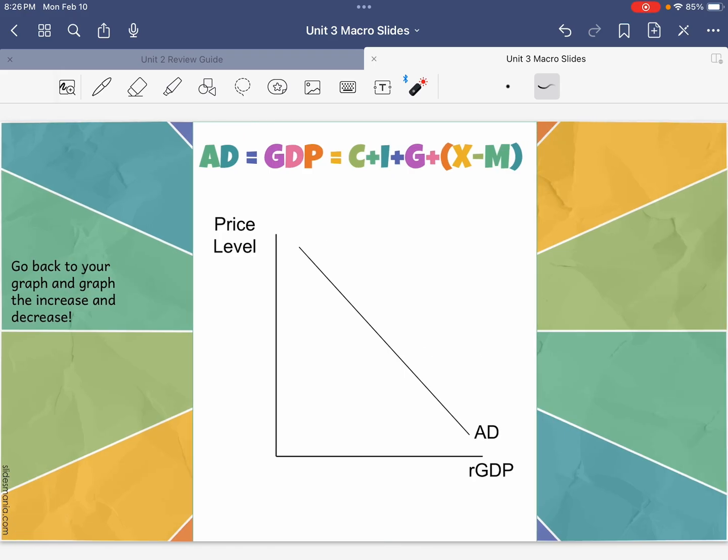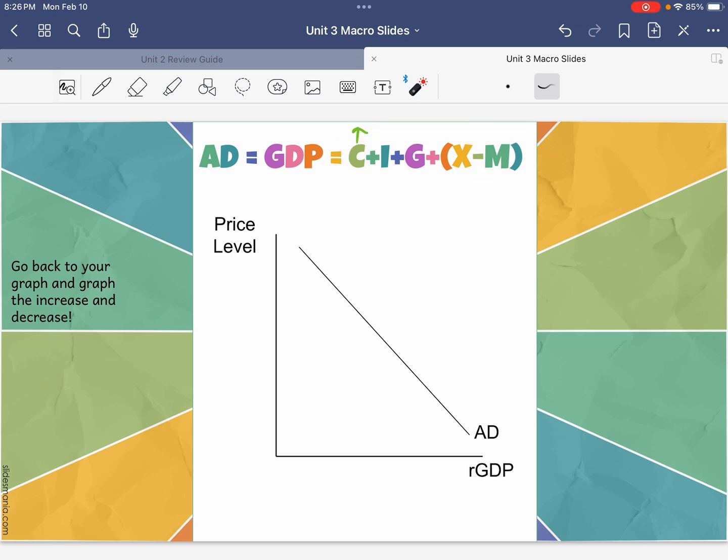On your notes, you have graphed this because you're a great student and you're doing your notes at home. Here is what an increase would look like. For some reason, some part of CIGX went up. Maybe consumer spending went up. Well, if consumer spending alone goes up, the whole thing's going to go up because this is a huge, massive number.